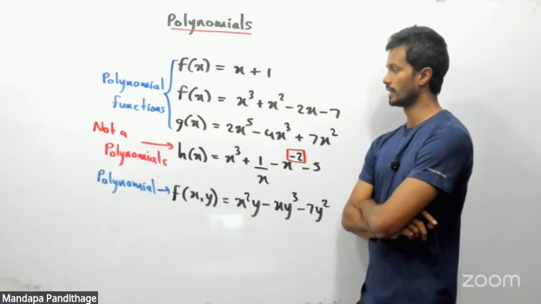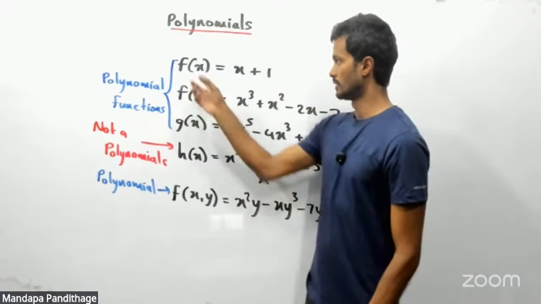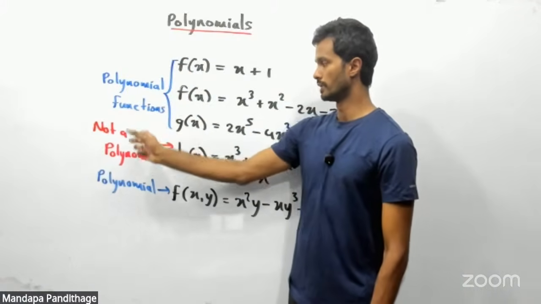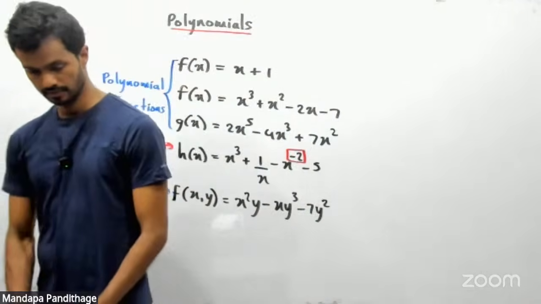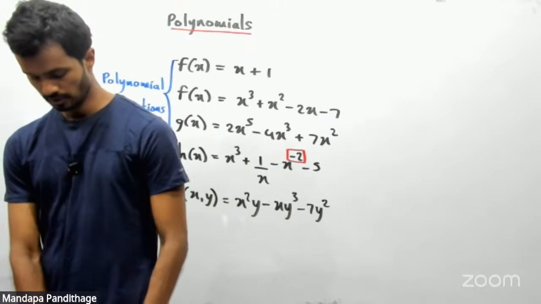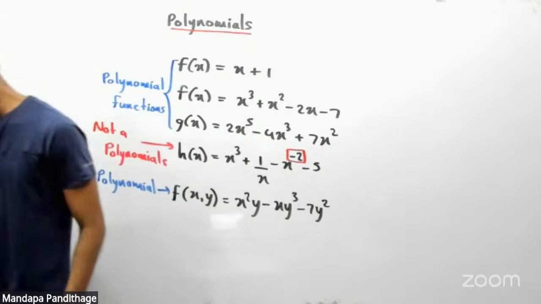Okay. Then you don't have to write them again. So here you can just show that this is a polynomial, this is not a polynomial, and this is a polynomial. You don't have to write this again. No need of writing this again.